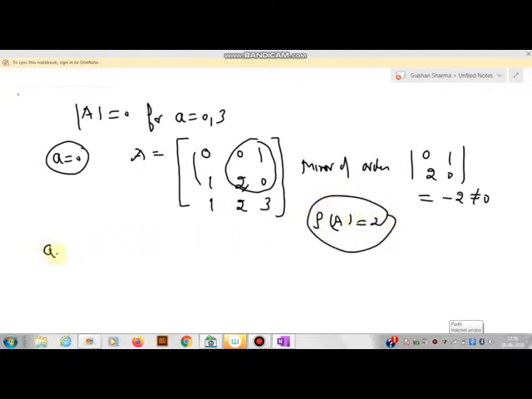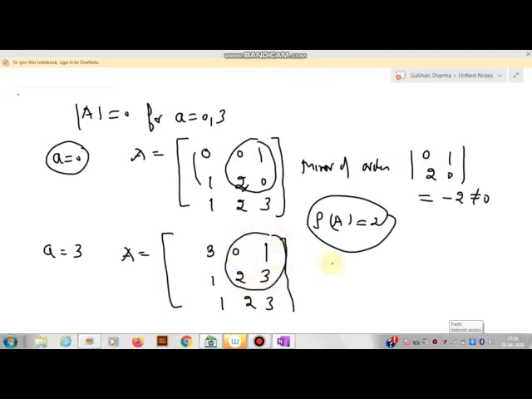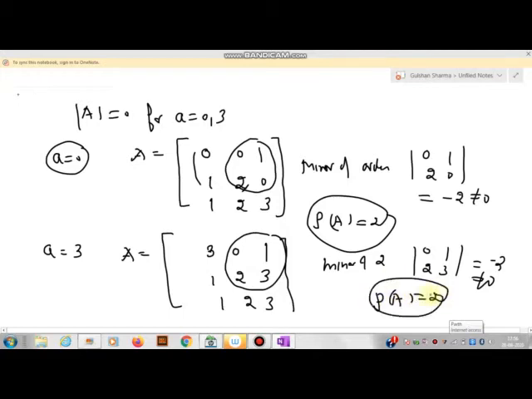Now when A is 3, what is the matrix A? Let us find this one. This is 3 0 1, 1 2 3 and 1 2 3. Now find one minor which is non-zero. Look at this again, this is a minor of order 2, that is 0 1 2 3, which is minus 2, which is again non-zero. So in this case also the rank is 2. So for the values of A, 0 or 3, the rank is 2.